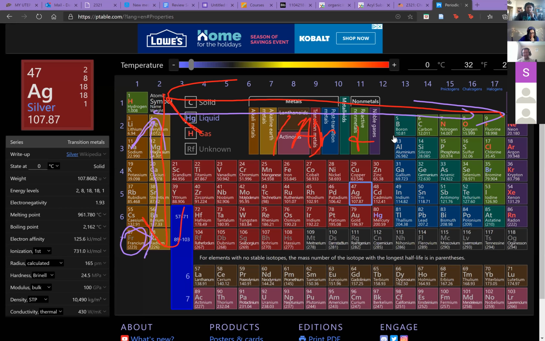Before I continue, is everything on the periodic table included in these periodic trends? Yes or no? All elements aren't included in the periodic trends, right? So which ones aren't included? Transition metals?